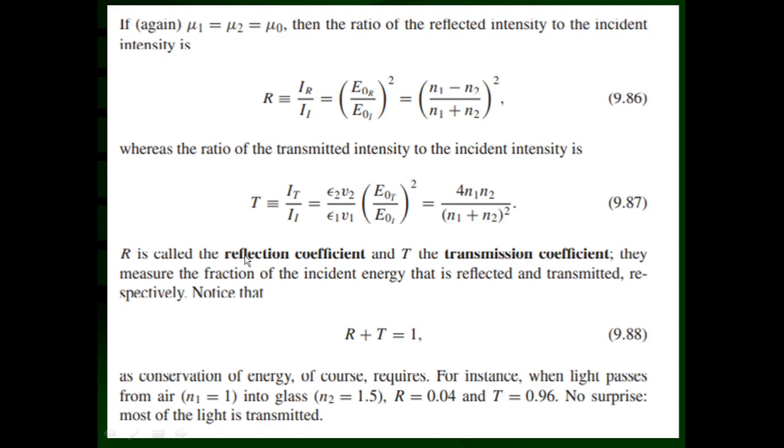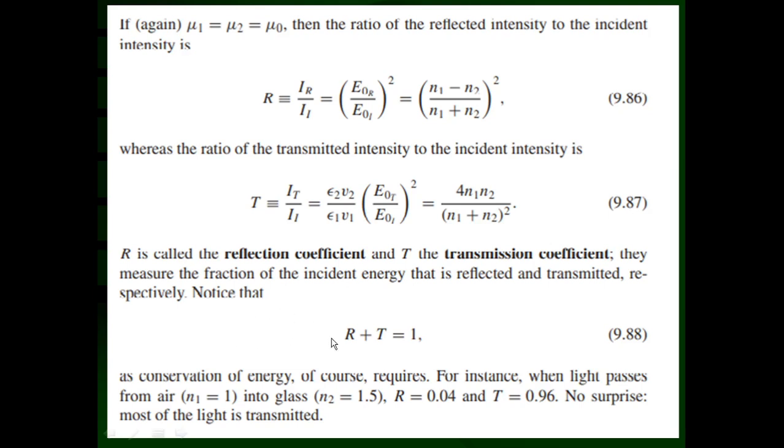R is called the reflection coefficient and T is called the transmission coefficient. They measure the fraction of the incident energy that is reflected and transmitted. So R indicates how much percentage of the incident energy is reflected back, and how much of the energy is transmitted through into another medium.